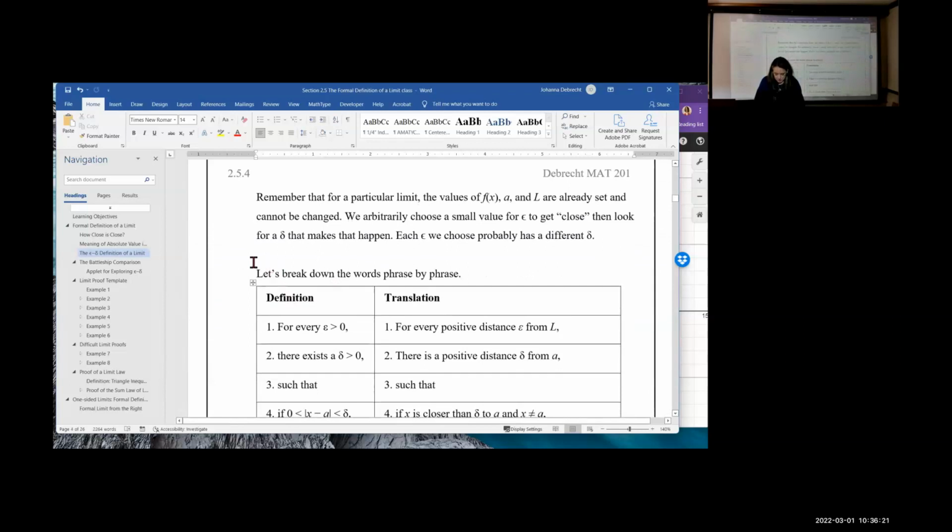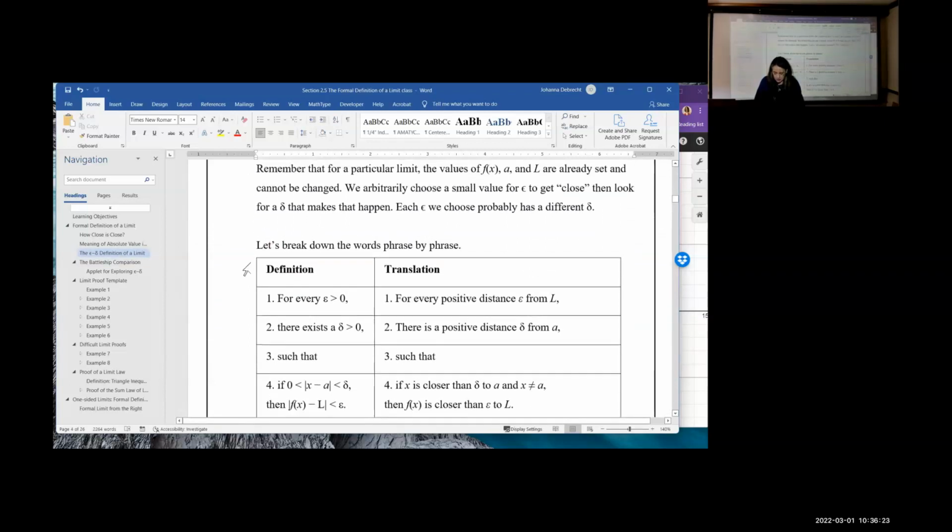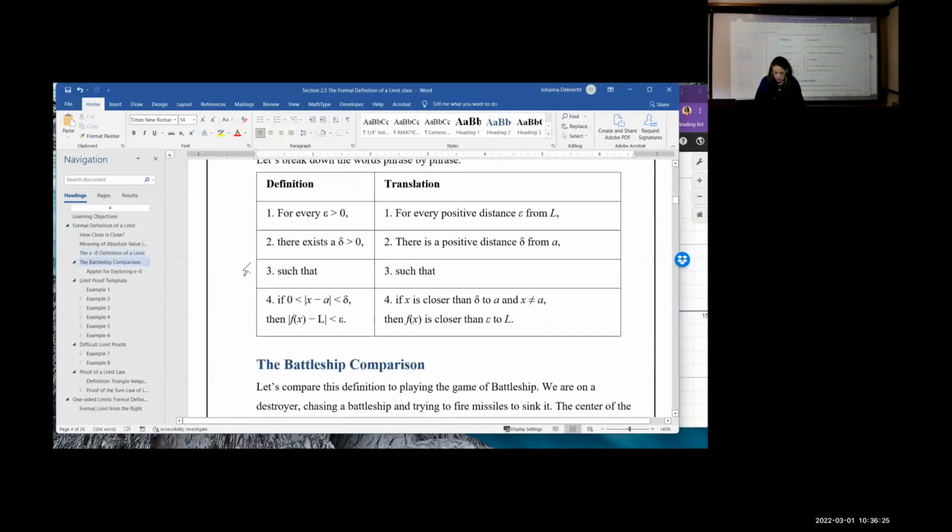So we're going to pull this apart and look at each part of the graph. So A is set, the function is set, L is set, and epsilon is chosen. Delta is the only thing we have control over. We have to choose the delta to make the epsilon work.